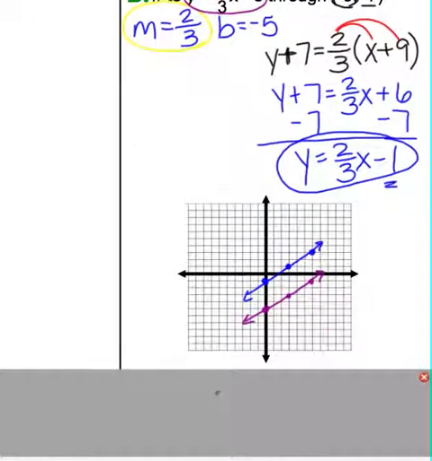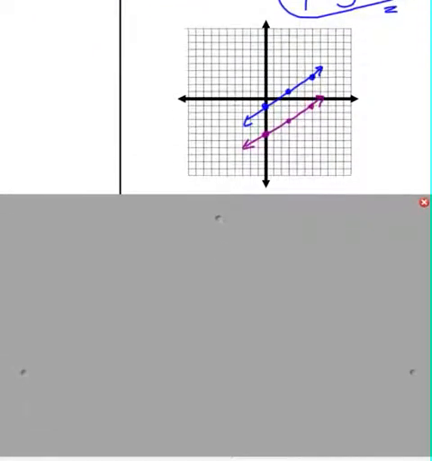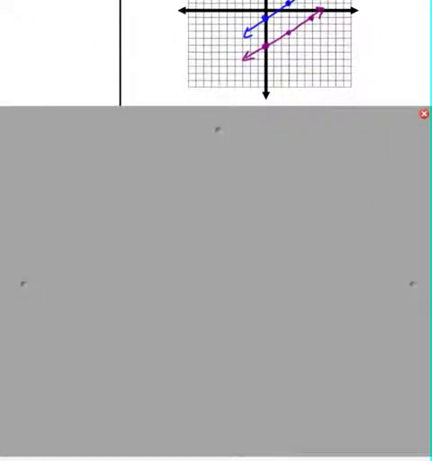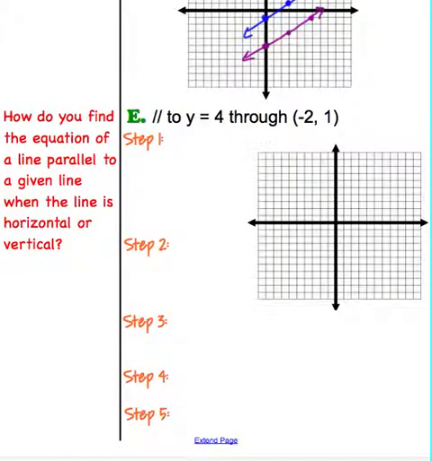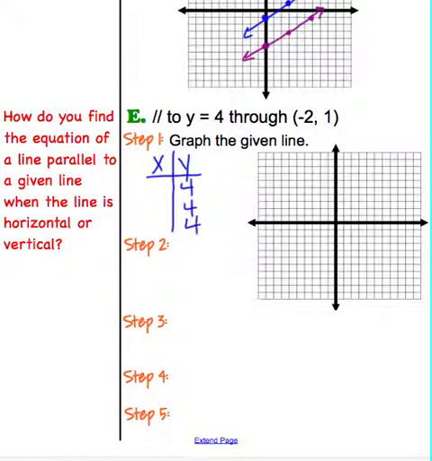So now the question is what happens when you've got parallel lines that you need to find and one of the lines is horizontal or vertical? Well, it's actually quite a lot easier. So then our step one is going to be to graph the given line. If you need to, you can go ahead and make an XY table. So I know that it says y equals 4, so I'm going to have y equals 4 no matter what.